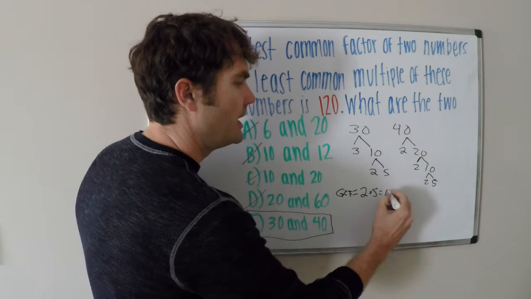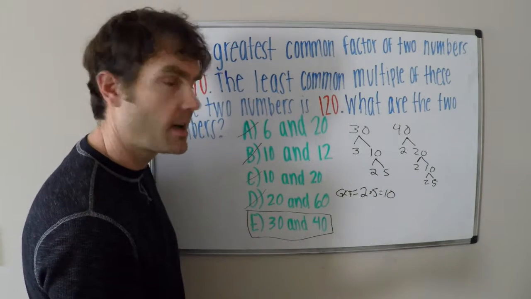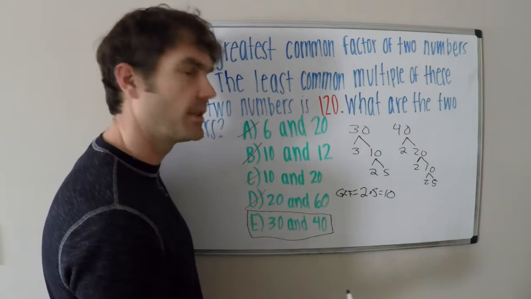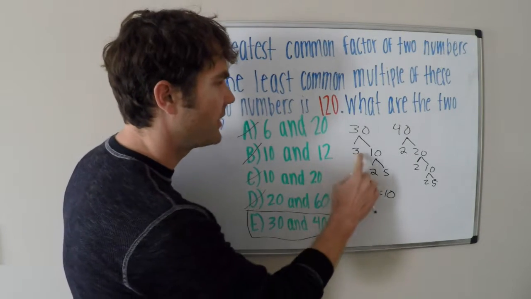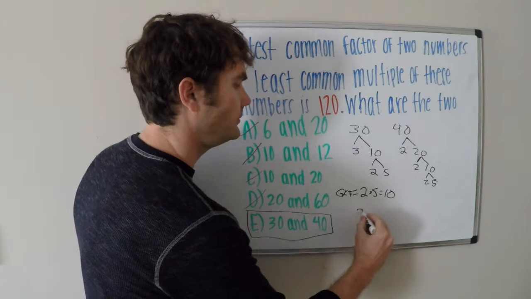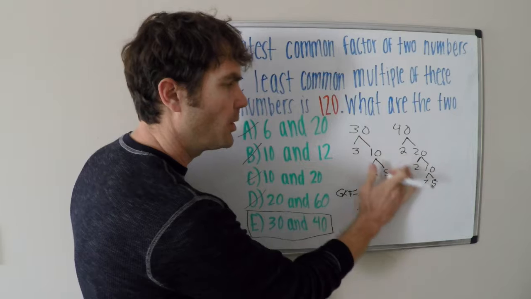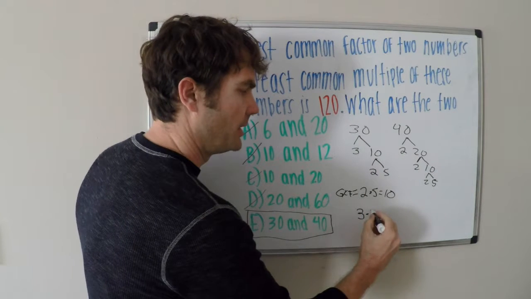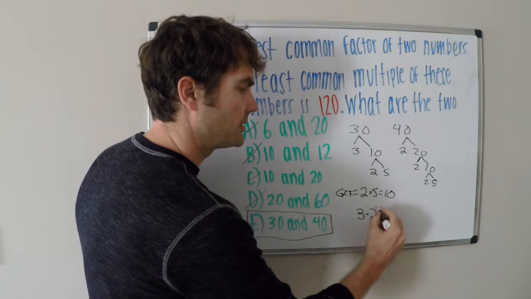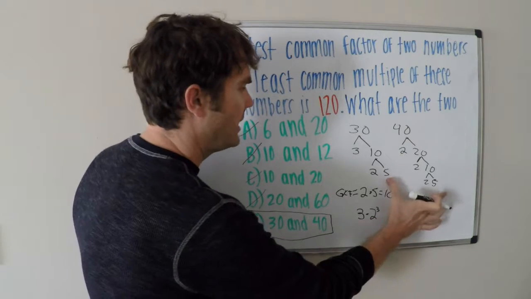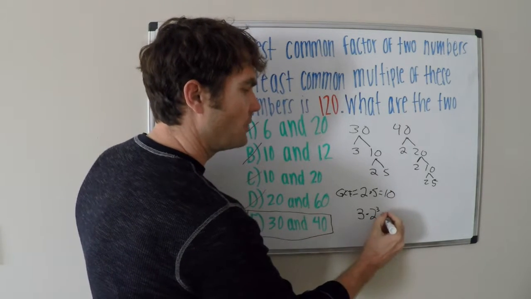which is 10. Now LCM, the least common multiple, you do the opposite. You take the most they have of everything, but don't double count. So we've got 1, 3 over here. We see who has the most 2's. 40 has the most 2's. It's got 3 of them. So we multiply 2 times 2 times 2, or some people will write that as 2 cubed. And then they both have 1, 5, so we write 1, 5.